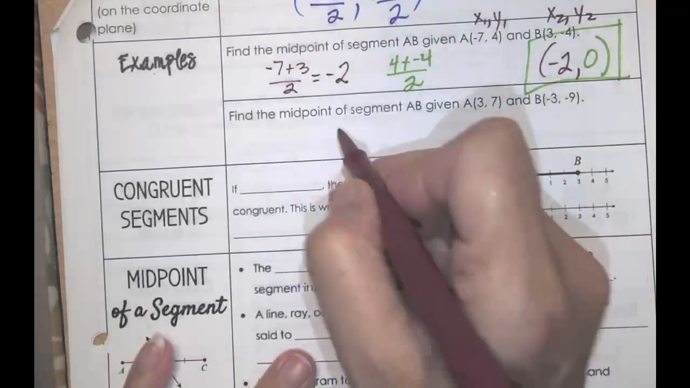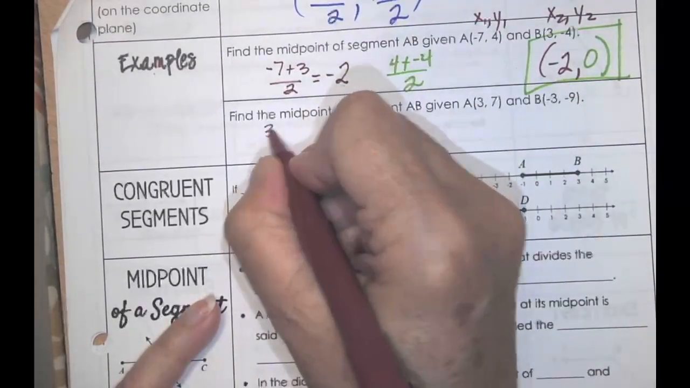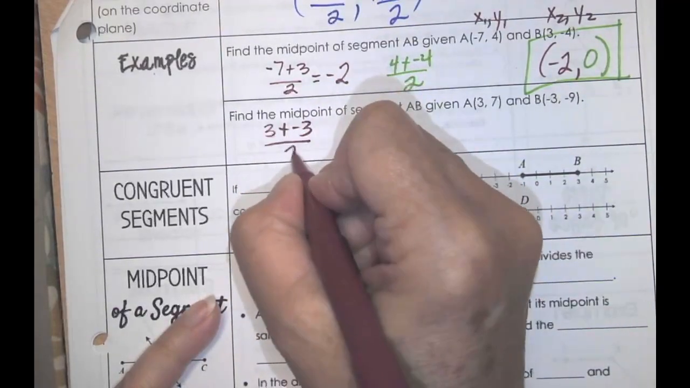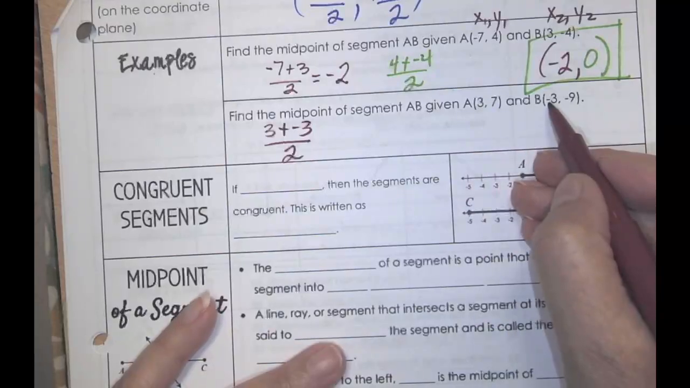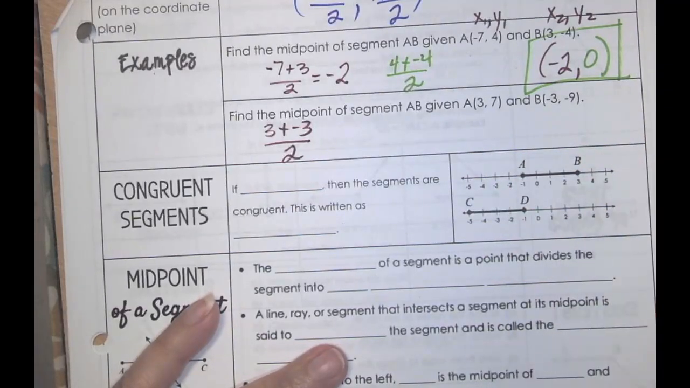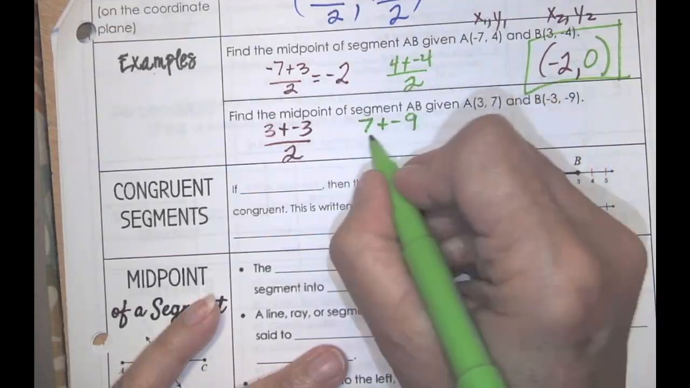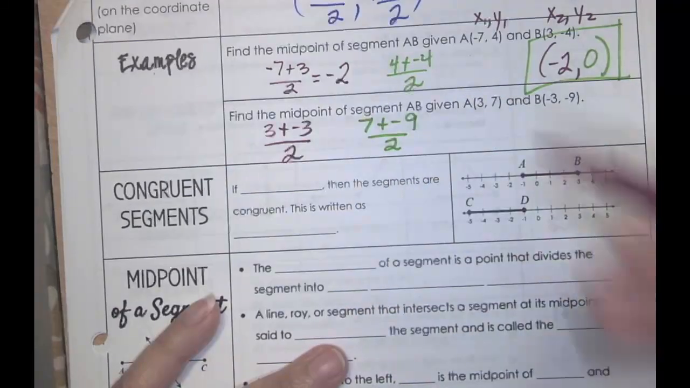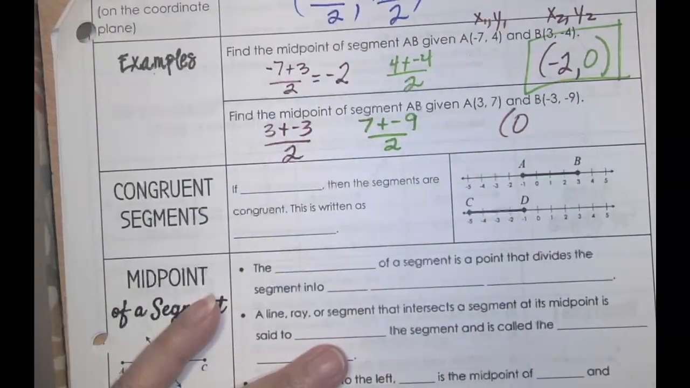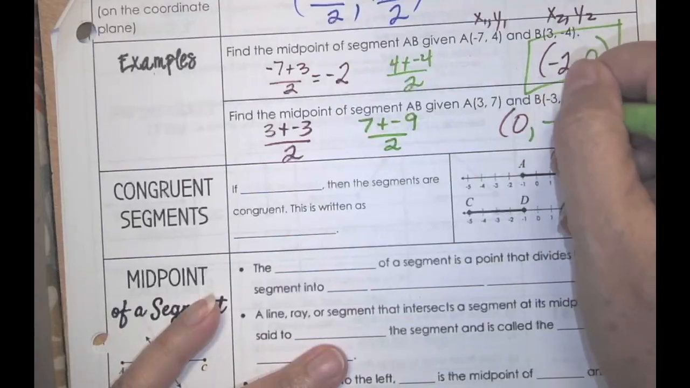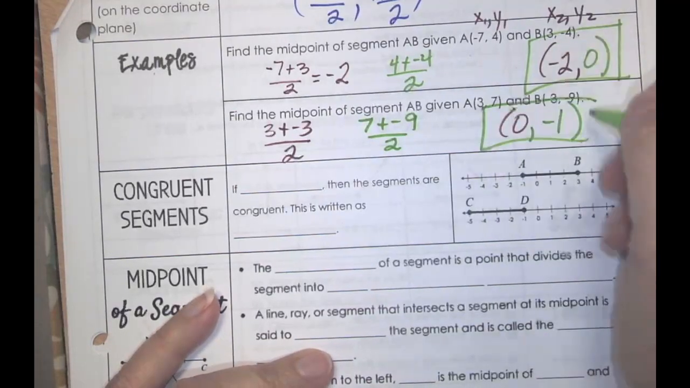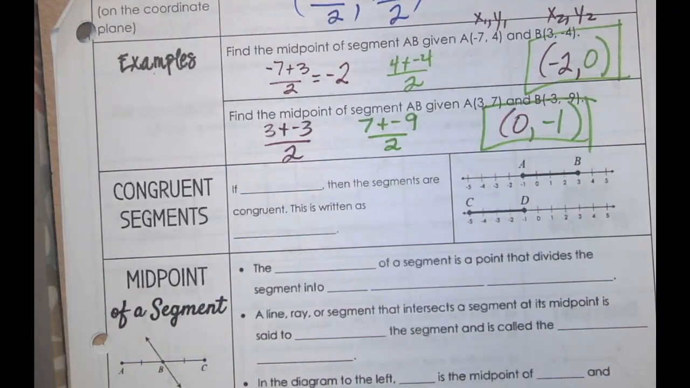So let's do it on this one. We're going to add the 2 x's and divide by 2, and we're going to get 0 again. And then we're going to add the 2 y's and divide by 2. So I'm going to get 0, -1. So see how it is a coordinate point, it's not just one number.